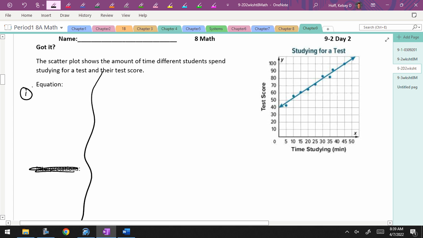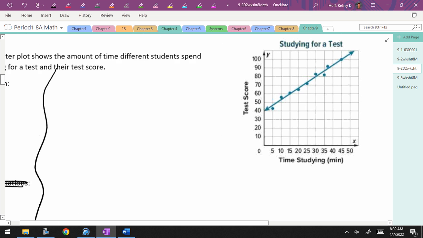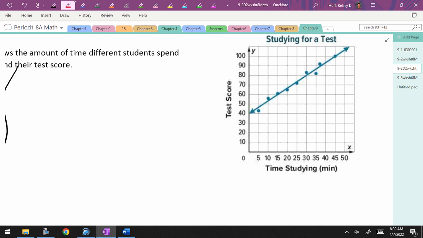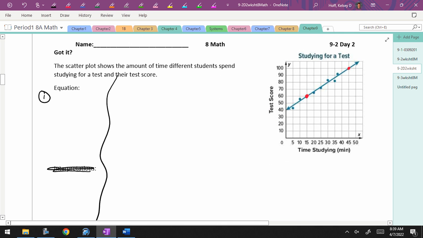Okay? I want you to calculate your slope on this one all on your own. I'm going to give you 2 points: 15, 60 and 45, 100. Find the slope on your own. Don't go any further, because if your slope is wrong, the whole thing will be wrong. We're going to do little checkpoints here. Y minus y over x minus x. No, this is you.